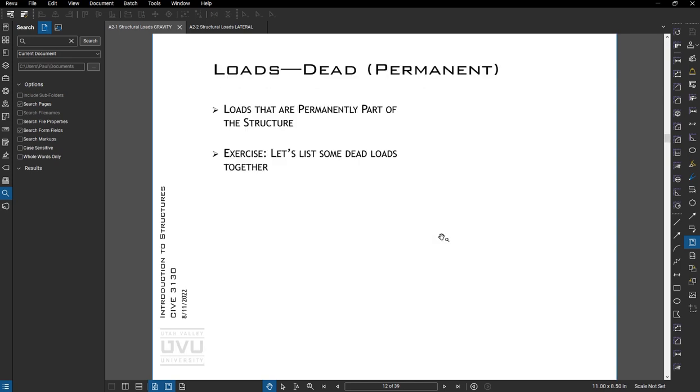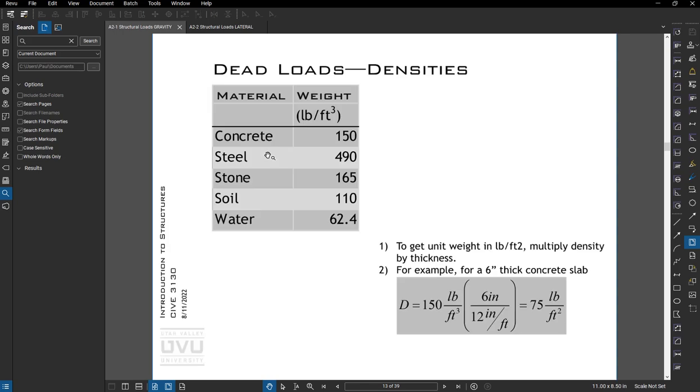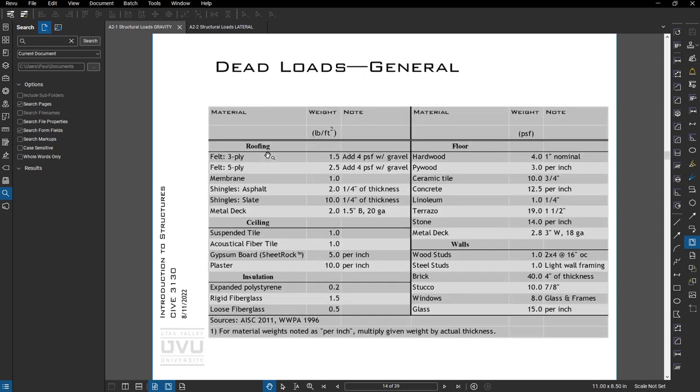Okay, so some dead loads, things that are permanently part of the structure. Maybe do this at your own place where you live or at work and just list some dead loads. What are dead loads in the space you live in? All right, densities of different materials. And then this dead load chart will kind of expand on that.